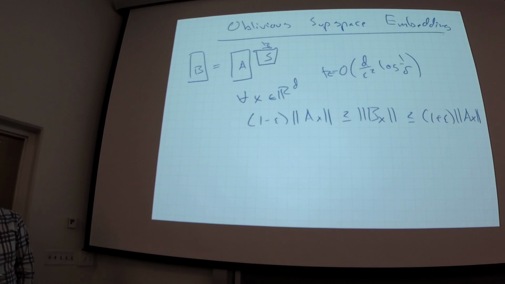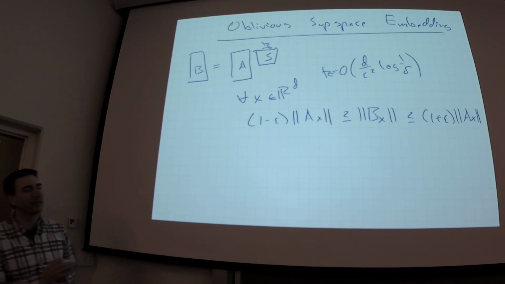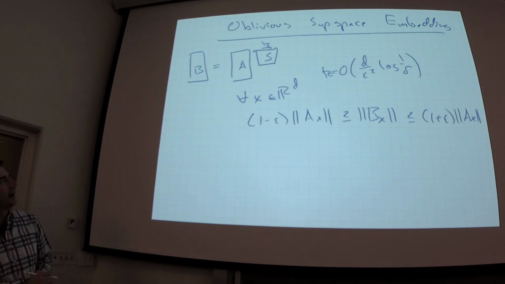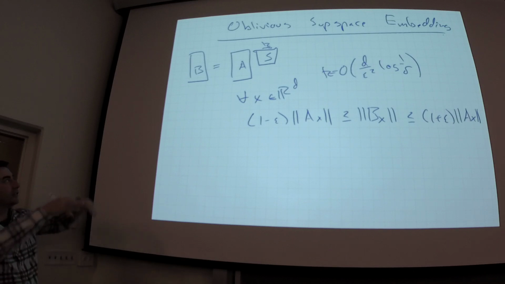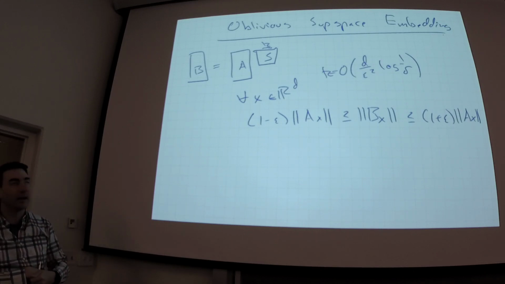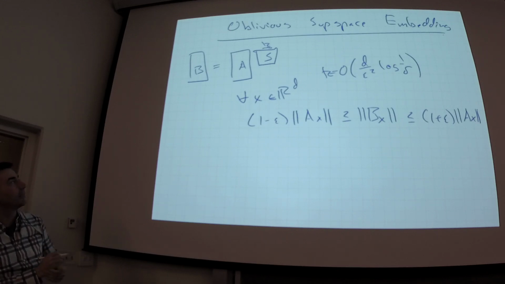Okay, so this might seem a little weird. I need k to now be larger than d, so I'm going to a larger dimensional space. But the advantage of this is that this is independent of n. So this will hold even as A and B get larger and larger. I can map to this space and know that this space is going to be sufficient.